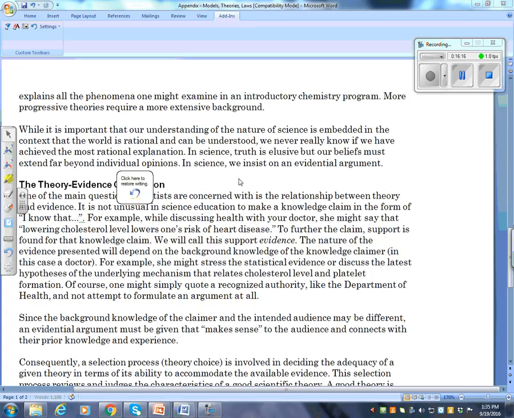One of the main questions that scientists are concerned with is the relationship between theory and evidence.